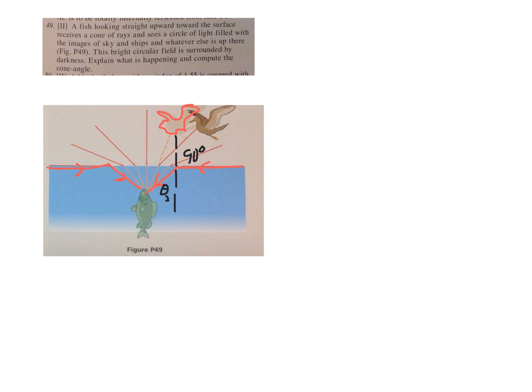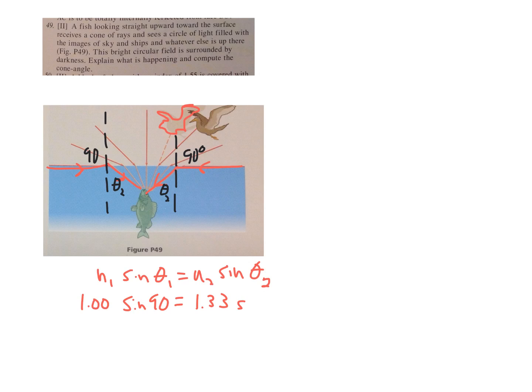Let's finish this off. It's the same thing on this side. If you have a 90-degree angle of incidence, theta sub 2. So using Snell's law, n sub 1 sine theta sub 1 equals n sub 2 sine theta sub 2. Basically we're calculating the critical angle in reverse. So n sub 1 is air, 1.00, sine of 90, equals n sub 2, which is water, 1.33, sine theta sub 2. So calculate theta sub 2. And that is 49 degrees.